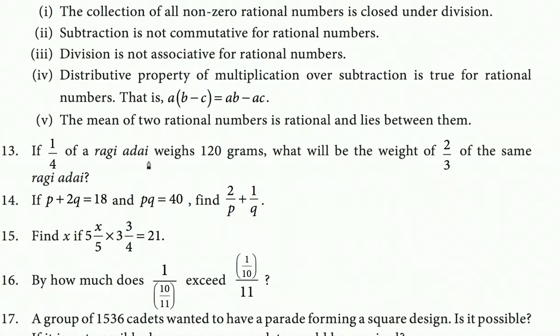1/4 of ragi adai weighs 120 grams. What will be the weight of 2/3 of the same ragi adai? 1/4 ragi adai weighs 120 grams. So 1 ragi adai is 480 grams, right? 480 into 2 by 3, 320 grams.